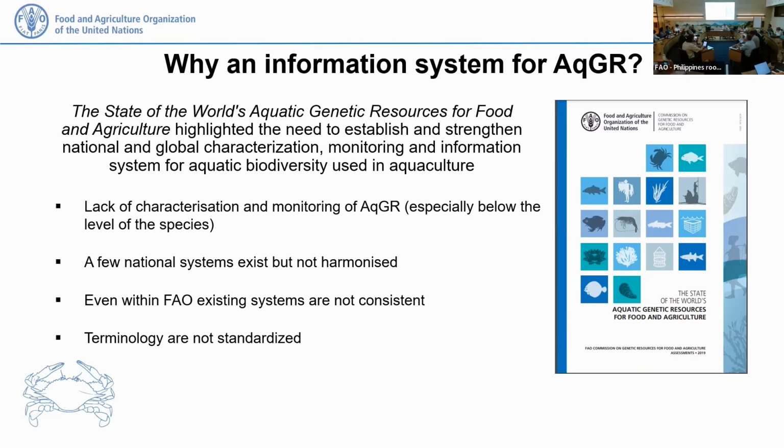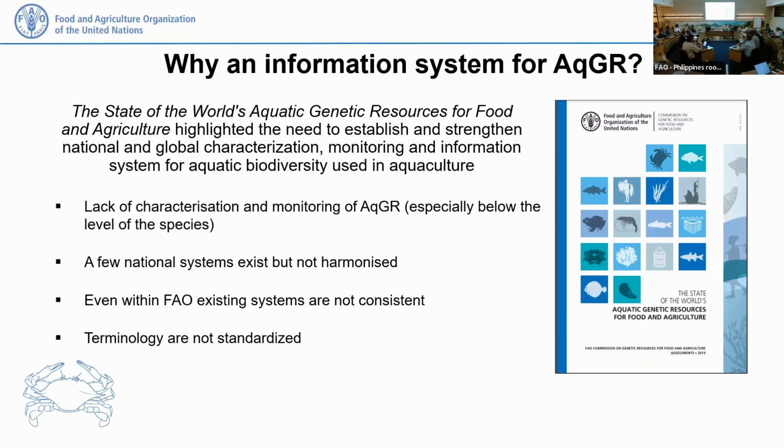It identified that there is a lack of characterization and specifically monitoring of the status of aquatic genetic resources, and that is particularly so at the level below the species. Countries report to us about the species, or species groups, that are being farmed, but most countries don't even collect any information about what genetic resources, what strains or varieties are being used in production. So there's almost no information at that level.